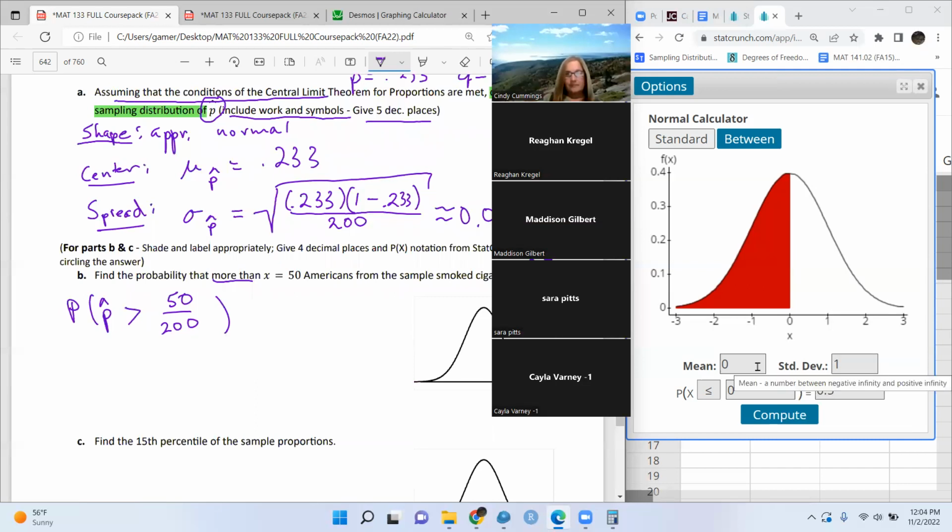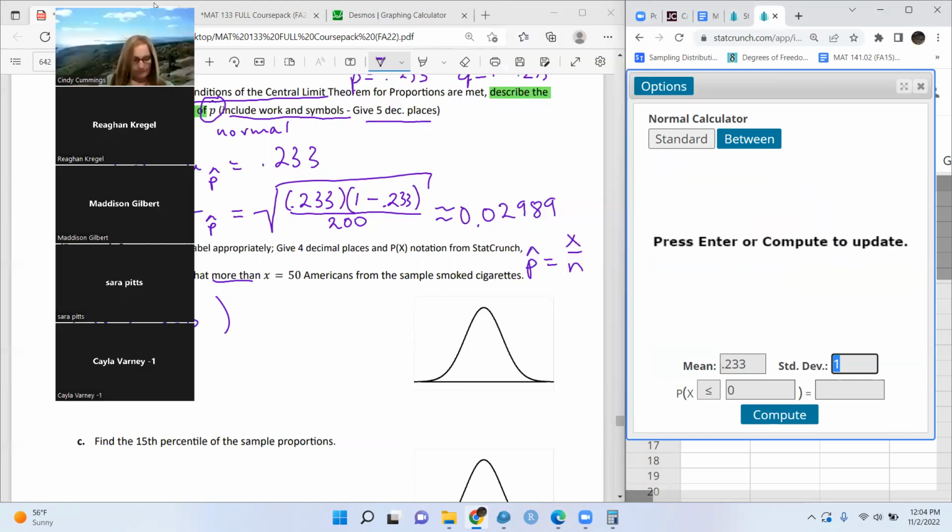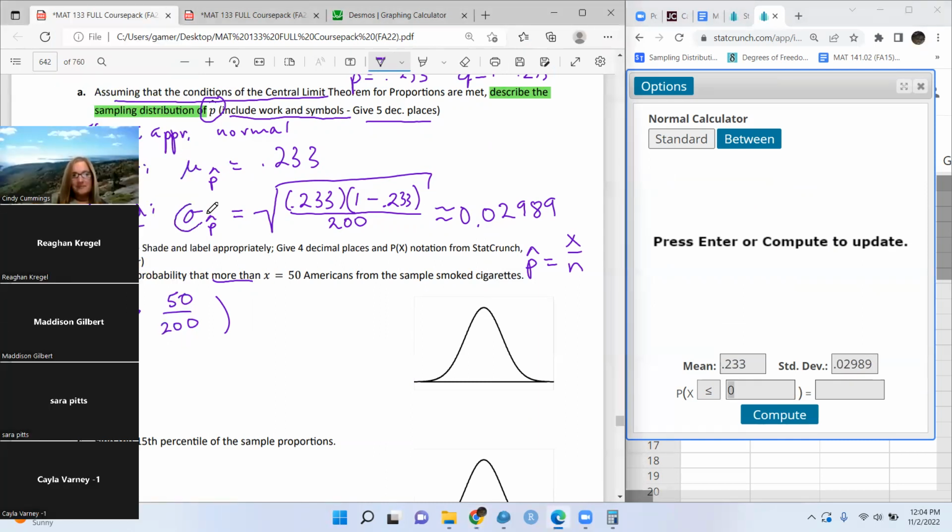Now, what is the mean for this problem? What are we going to put into our StatCrunch calculator for the mean? 0.233. You were on fire. Does that feel good? And then here, for the spread, we put the standard deviation. That's why we use this symbol. We call it the standard error of the sample proportions, but it's really just a standard deviation.